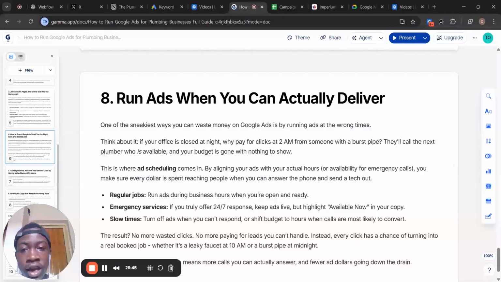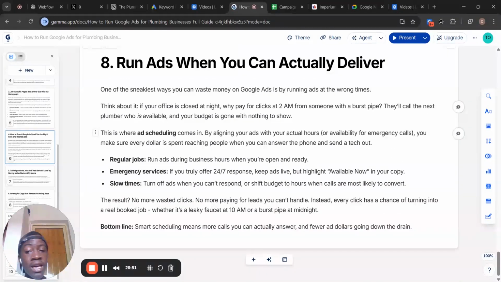So next one here is run ads when you can actually deliver. There's something called ad scheduling in Google Ads. Most of you probably don't service people at 9 p.m. If searches are coming in at a moment when you can't service them, then in the ad schedule, schedule your ads to be turned off at that time, so you don't show up for those searches and people don't click through your ads thinking you provide service at moments when you don't. That's just the bottom line here.